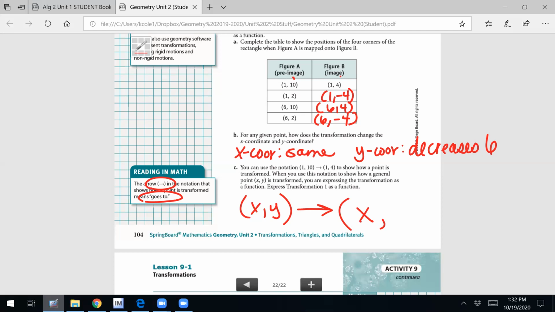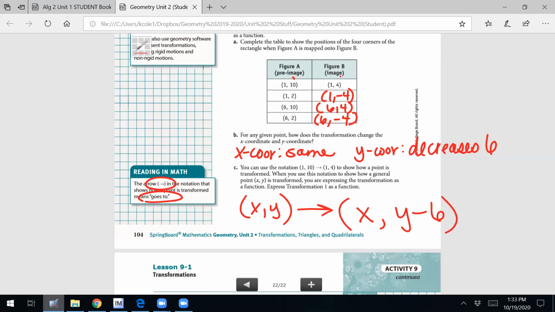What happens to my y's? So if it goes down 6, how do I show that? Well, then that would just make everybody negative 6. We want to do y minus 6. So whatever y was originally, we still need to know that. Whatever it is, though, we're going to take away 6. So when you see that, you can see the transformation.